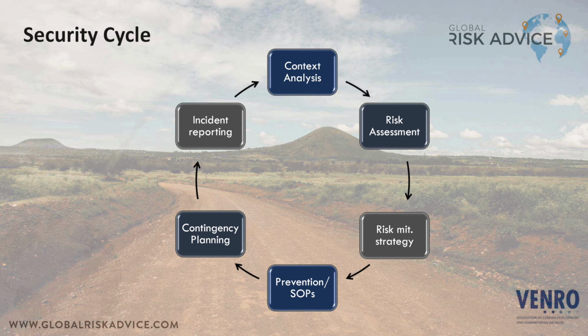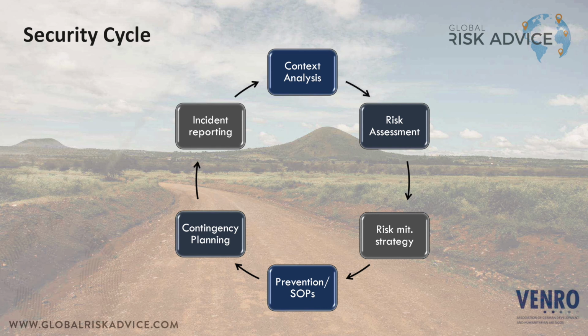The next step then goes into developing your standard operating procedures. So it's not only what am I going to do to mitigate the risks, but also what do we do as an organization? What do we have in place? But also what do we expect from our staff members? You can all write that down in your SOPs. Then the next step is you go to contingency planning. So what if something goes wrong? What are we going to do then?